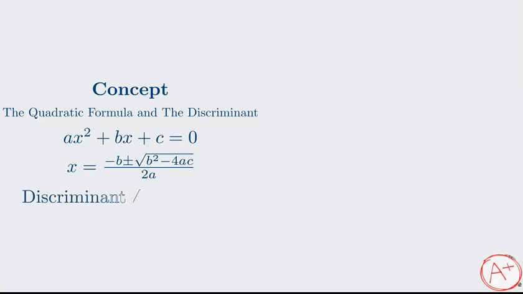The most critical part of this formula is the expression under the square root, known as the discriminant, denoted by the Greek letter delta.